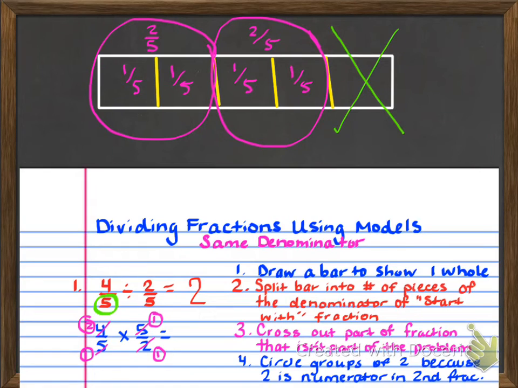So now what we're left with is 2 times 1 is 2, and 1 times 1 is 1, and our final answer is in fact 2. So now we've checked it with multiplication as well. So there you have it. That's going to be my short video in dividing fractions using models. And this is dividing fractions with the same denominator.